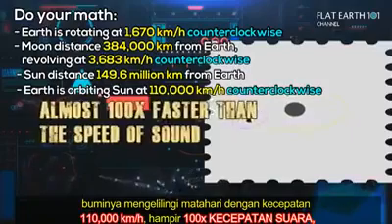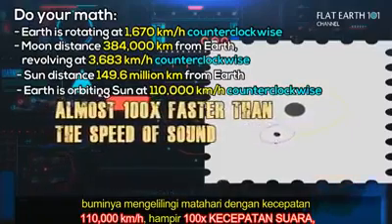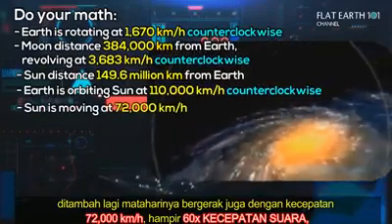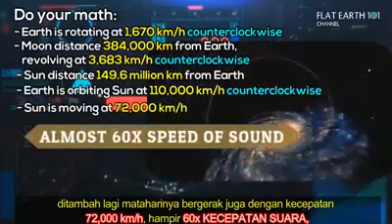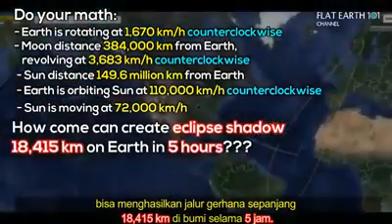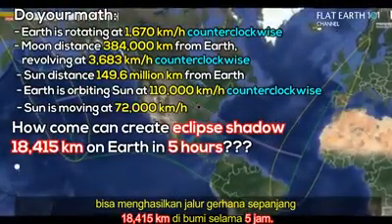It's almost 100 times faster than the speed of sound. Plus, the Sun is also moving at 72,000 kilometers per hour, almost 60 times faster than the speed of sound, can create eclipse shadow 18,415 kilometers on Earth within 5 hours.